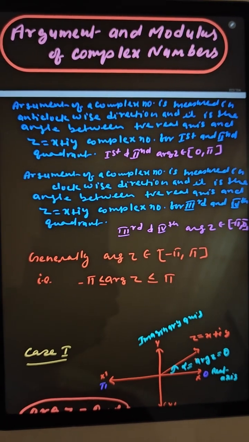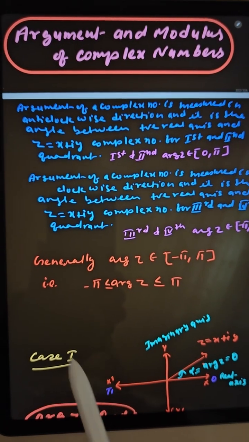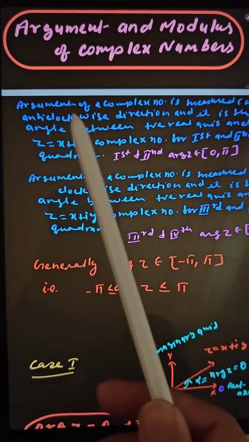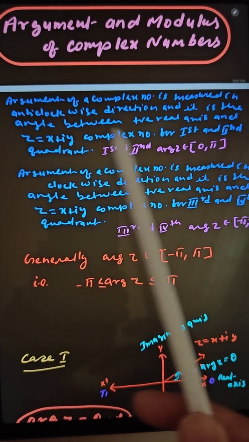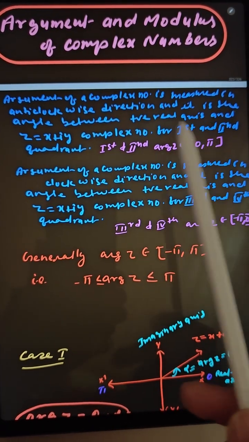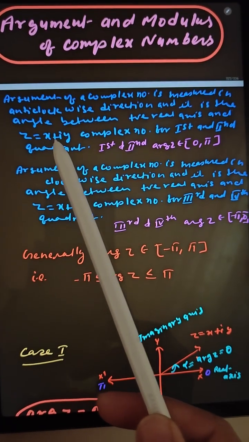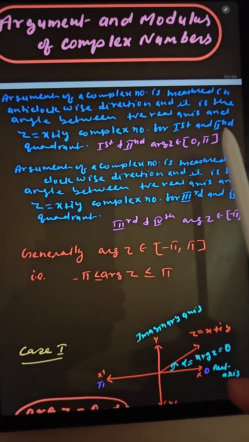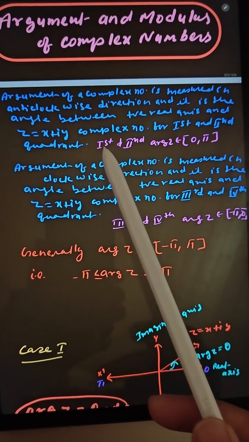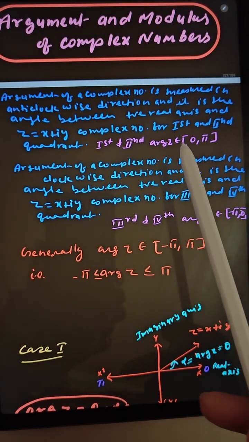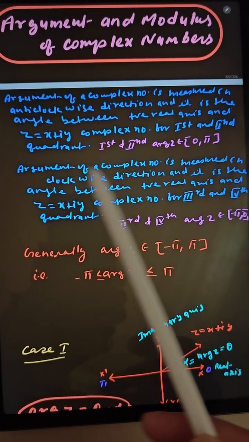Today we are going to discuss argument and modulus of complex numbers. Now, the argument of a complex number is measured in anticlockwise direction, and it is the angle between the positive real axis and the complex number z = x + iy for the first and second quadrant. In the first and second quadrant, the argument of z lies between 0 and pi.